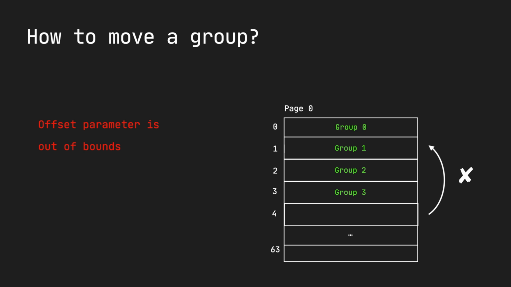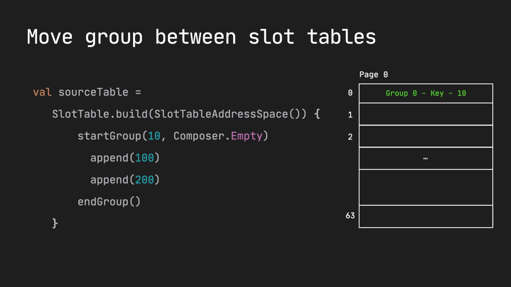I can also move groups between slot tables. Suppose I had not just one slot table, I had 2 slot tables. I had a source slot table, which has one single group of 10 and has 2 primitive values of 100 and 200. I want to maintain this information about its primitive values. I want to maintain all of the metadata about the group, but I want to maintain it while moving it to a different slot table. How do I do that?